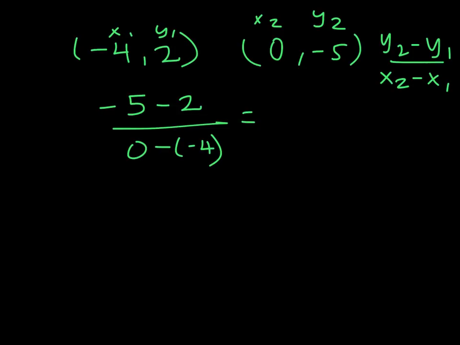All right, so -5 minus 2 gives us -7, and 0 minus negative 4 becomes 0 plus 4, which gives us 4. So that tells us that our slope, or our m value, is negative 7 over 4. I can't simplify that any further. Right, now I'm going to use my equation, and I'm going to plug in what I have.